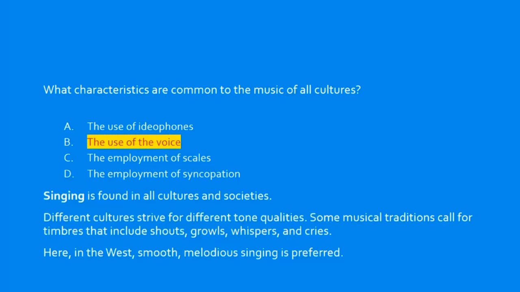The answer is B, the use of the voice. Singing is found in all cultures and societies. Different cultures strive for different tone qualities. Some musical traditions call for timbres that include shouts, growls, whispers, and cries. Here in the West, smooth, melodious singing is preferred.